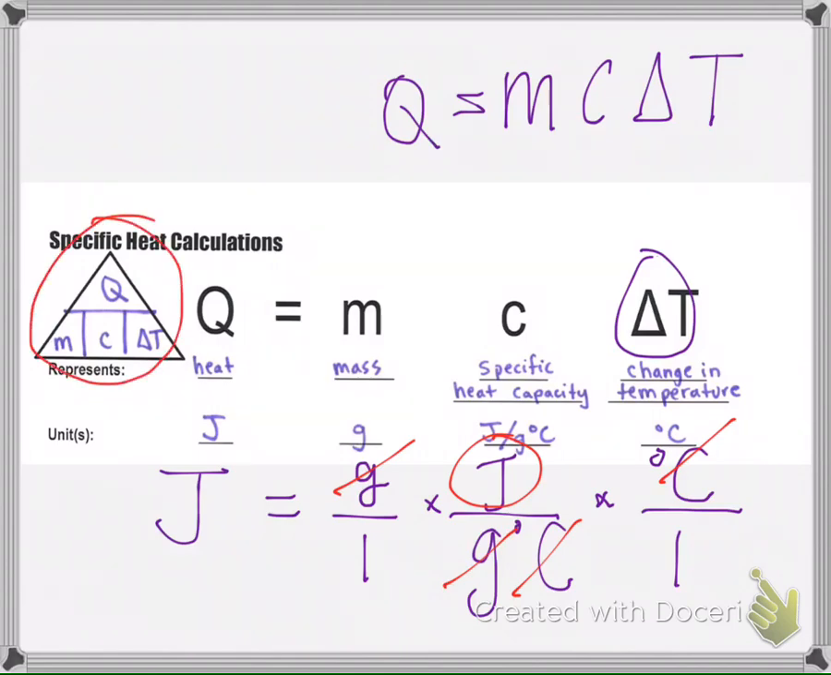Another thing that helps students with this equation is this triangle here. How to use the triangle: if you're solving for something, you just cover it up and the triangle tells you what to do. For example, if I want to find mass, I'm going to do Q divided by specific heat times the change in temperature.